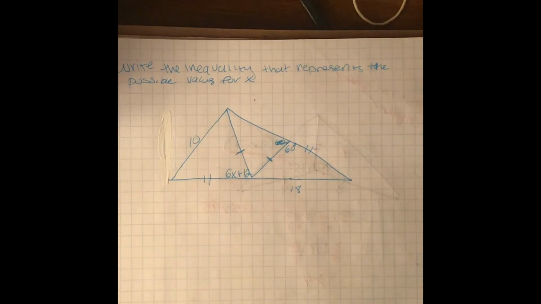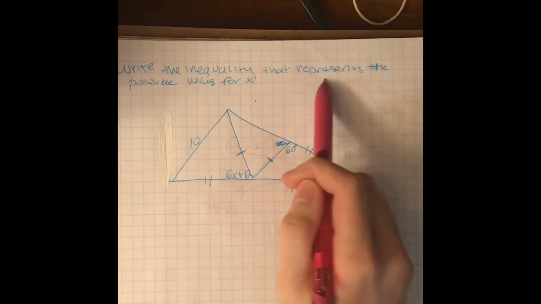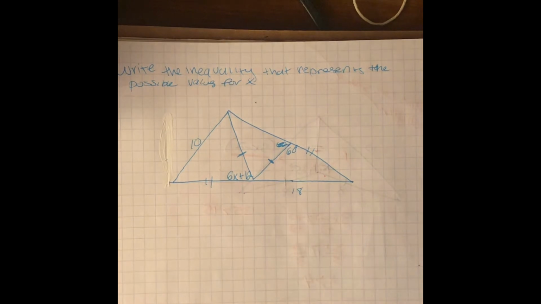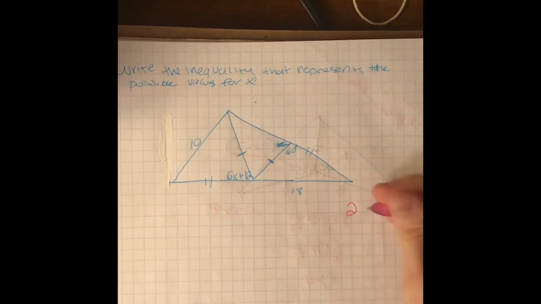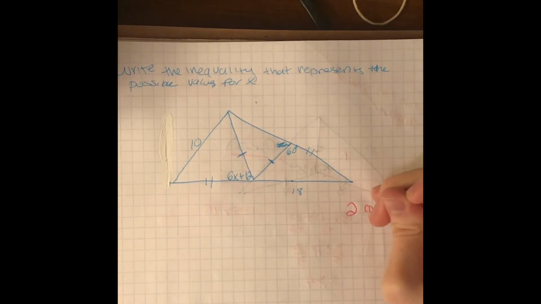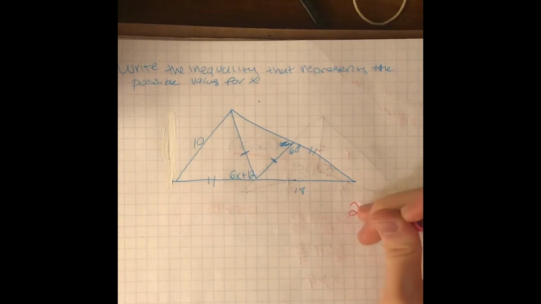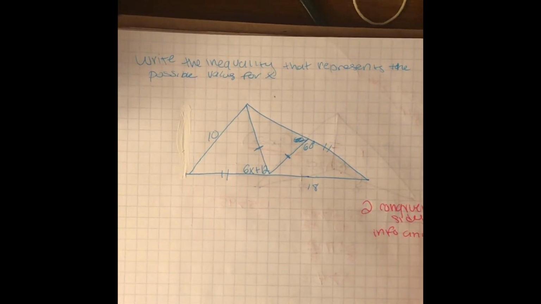Okay, welcome back. This is part 5, I believe, part 4 or 5 of the honors assignment. So, this is asking us to write the inequality that represents the possible values for x. Now, I've drawn the triangle, but I haven't worked it out yet, so we're going to work it out together. Alright, so we have to make sure it follows our criteria of two congruent sides and info on our angles.